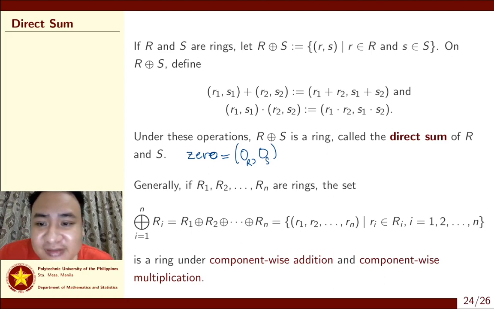Generally, pwede mo i-extend, alam niya naman sa math, diba? Pag nagsimula ka sa dalawa, titignan mo sa tatlo, sa apat, and so if you have n rings, not necessarily different, R1 up to Rn, you can take the direct sum of these. Yung nga lang, ang laman na niyan, hindi na ordered pair. Ordered n-tuples or mga vectors. Pwede mo isipin vectors. Ang operation ay component-wise addition, tapat-tapat, at component-wise multiplication, tapat-tapat din. At ang zero niyan ay yung vector na ang laman, lahat ay 0.